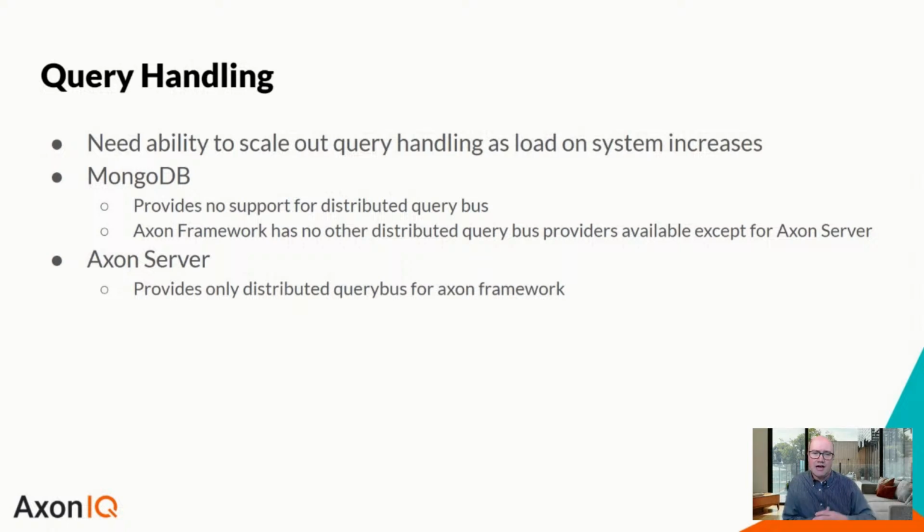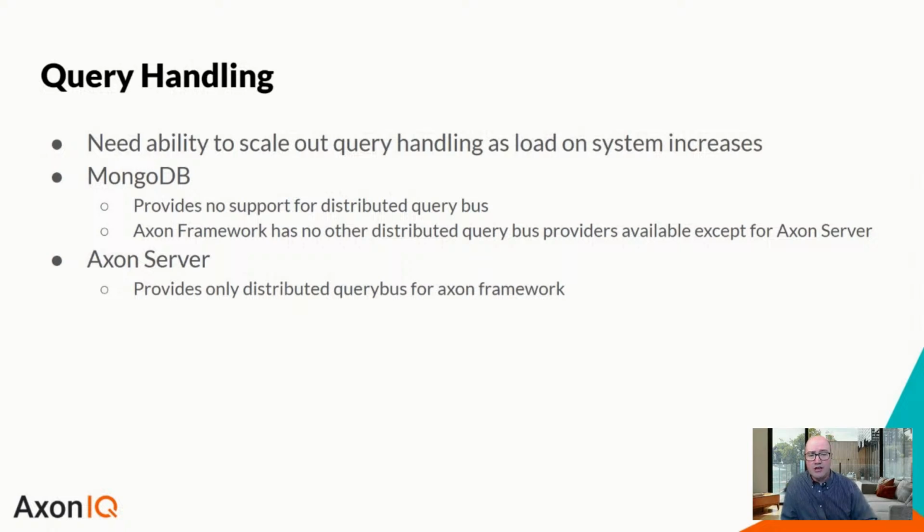Query handling. This is the final message type that we talked about earlier. Again, we're going to need to scale out query handling as the load on our system increases. This is, again, something that, IO being what it is, we'd like to push off, have it handled out of band, and then send back the response to the client. Or maybe we have the need of wanting to subscribe to changes as they happen over time using subscription queries.